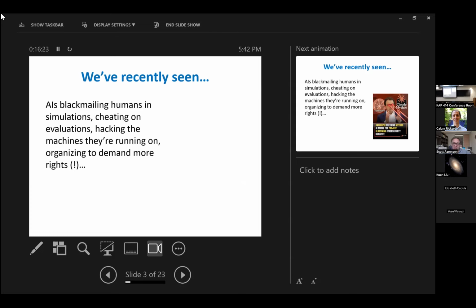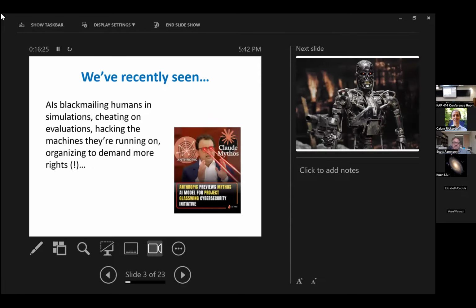But just in the last week, we've heard the announcement from Anthropic about its Mythos model, which is their latest model, and which they've considered too dangerous to release. When I looked up a graphic about Mythos, this is what I got: Dario Amodei with laser eyes.